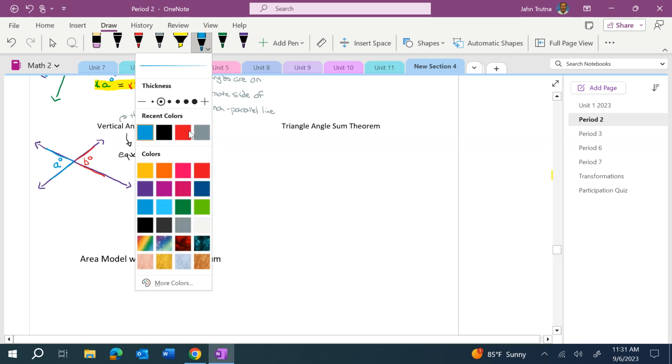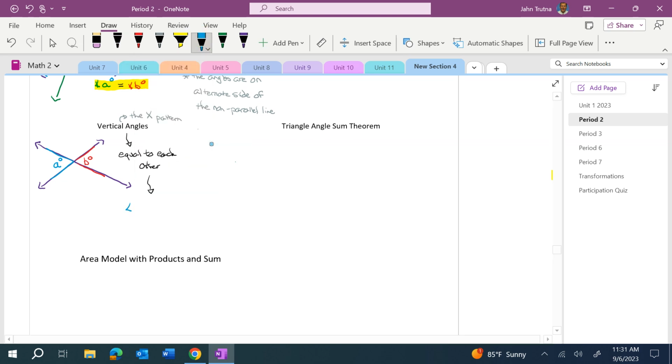So that means in this diagram, whatever degrees angle A is, that is going to be equal with whatever angle B is. So angle A is going to be the same as angle B, okay? Very important. Vertical angles are equal to each other. So that means the two angles, angle A and angle B, will be equal to each other.